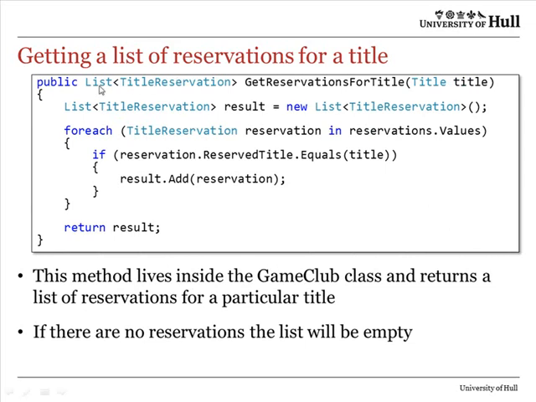This method returns a list of title reservations, and it's called GetReservationsForTitle. I give it the title I want to find out the reservations for, and it then builds the result, which is a brand new empty list, and then it works through all the reservations in my Game Club, and if the title equals the one I'm looking for, I add that reservation to the list.